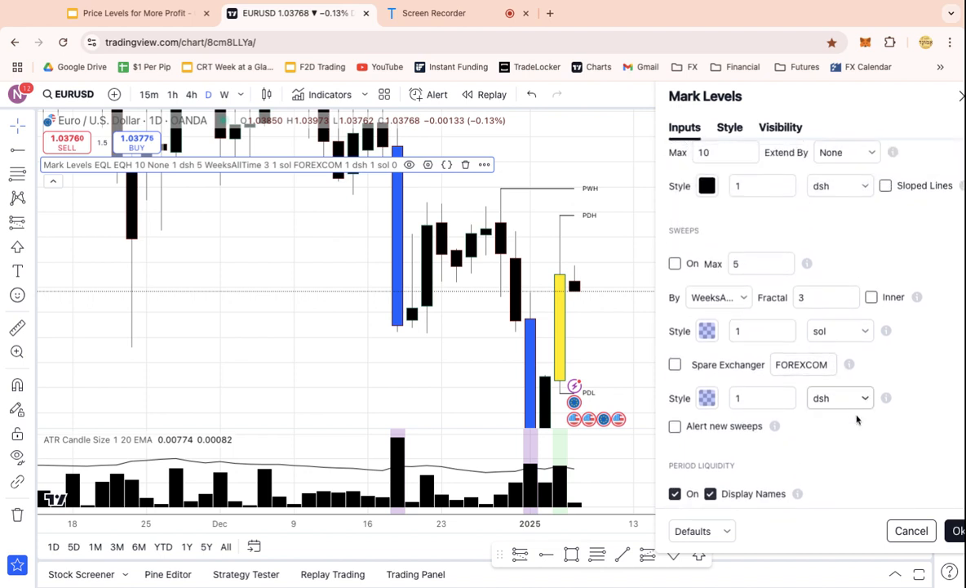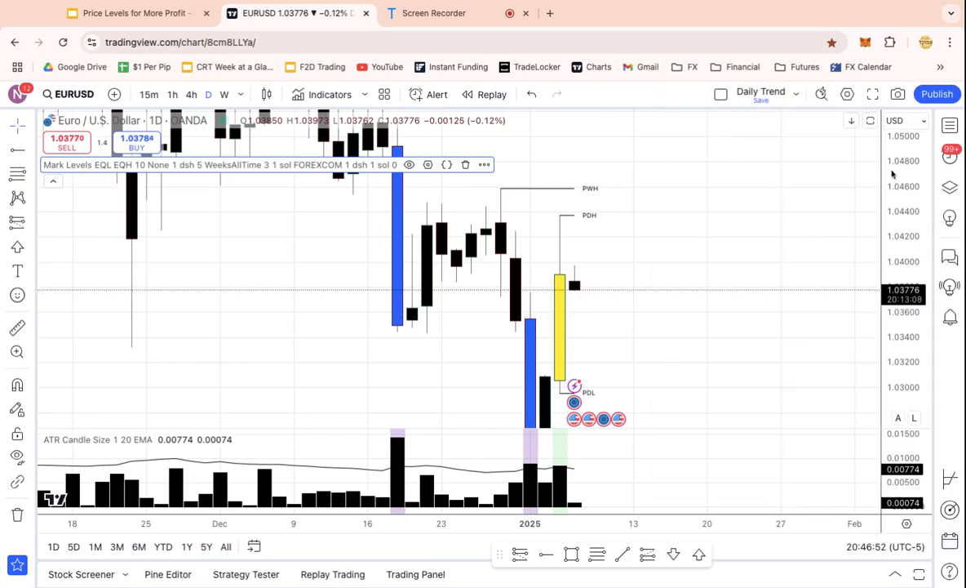Depending on how you want to trade this as well, you can take some off. If you don't want to trade monthly levels, you can take that off. If you don't want to trade daily levels, you can take that off if you want to focus on the monthly chart. But I'm going to show both just for the sake of this video.